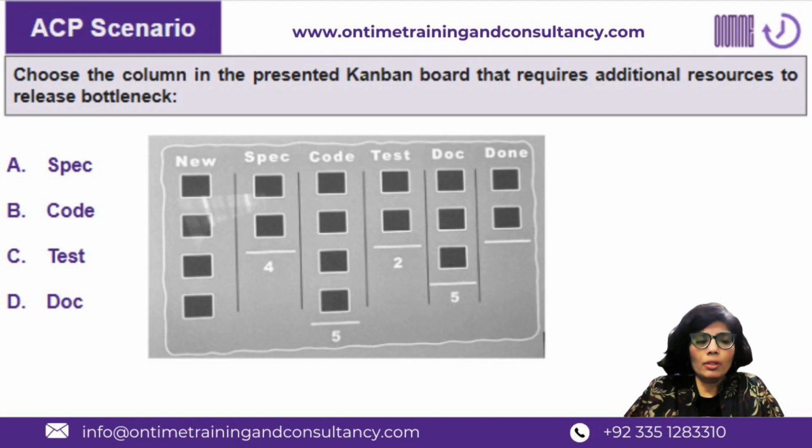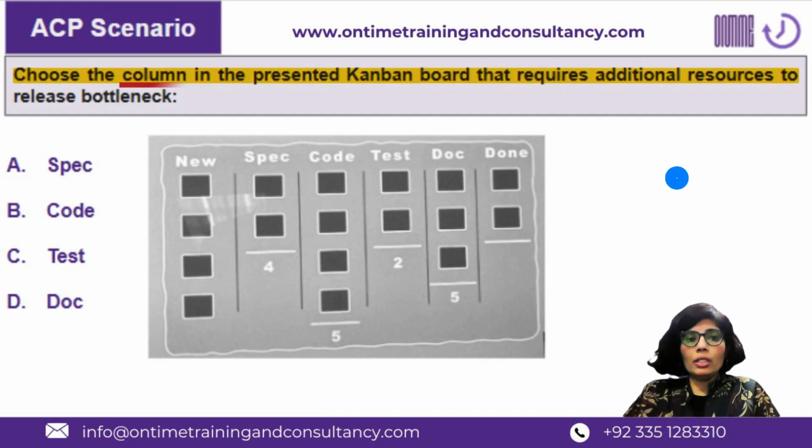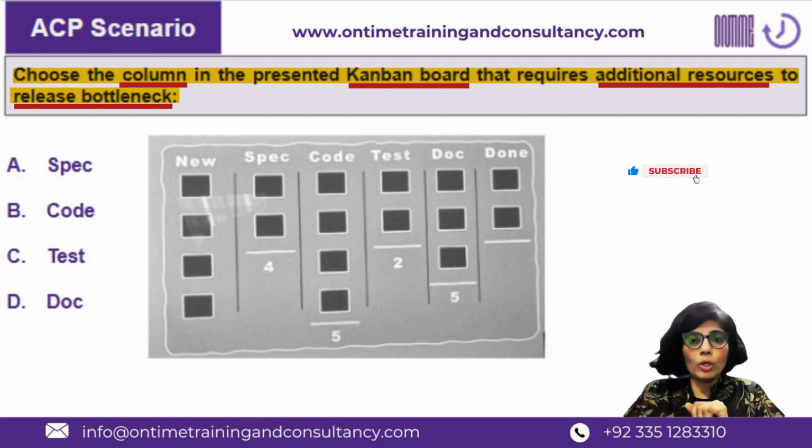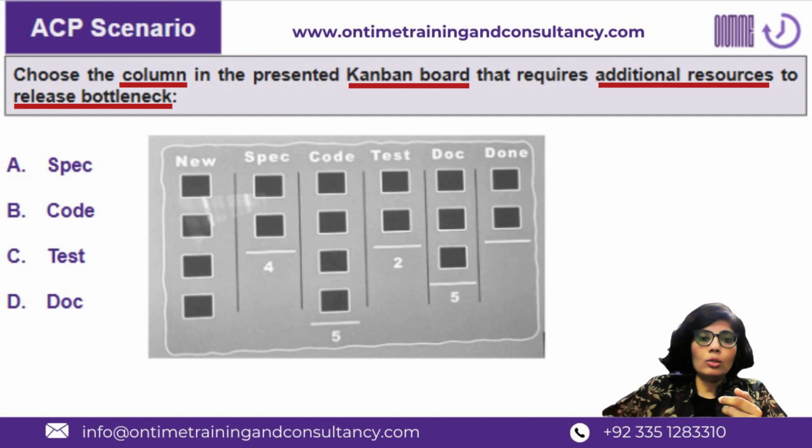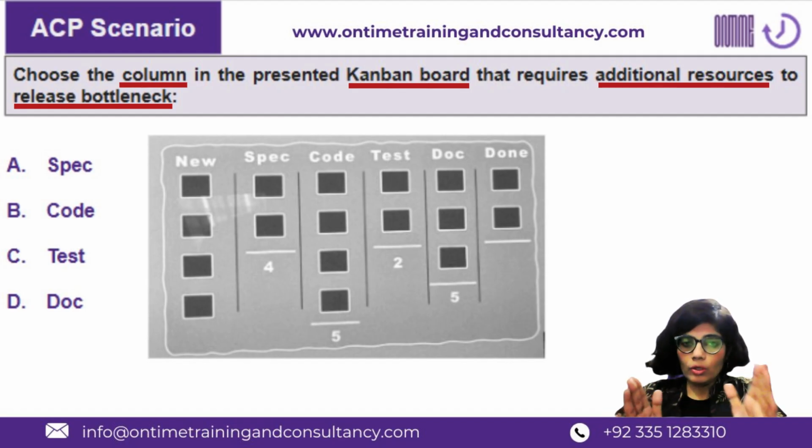The scenario is pretty simple. Choose a column in the presented Kanban board that requires additional resources to release the bottleneck. A, spec, B, code, C, test, and D, doc. And this Kanban board is presented in front of you.